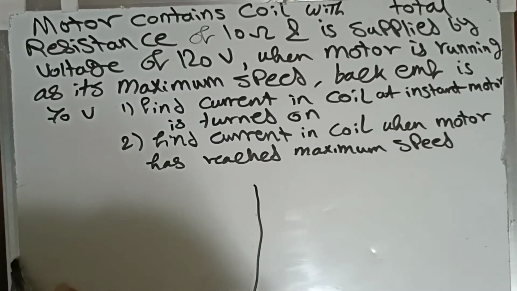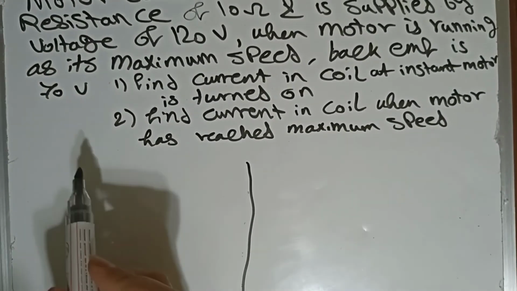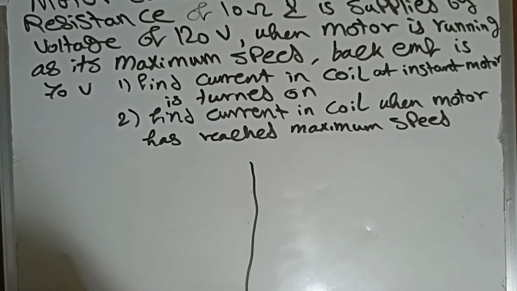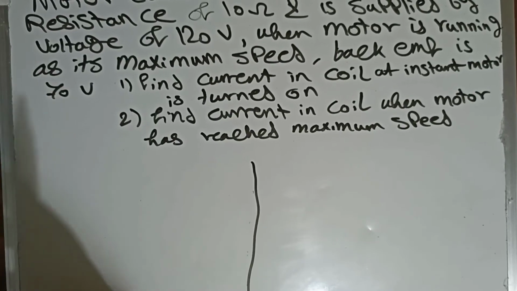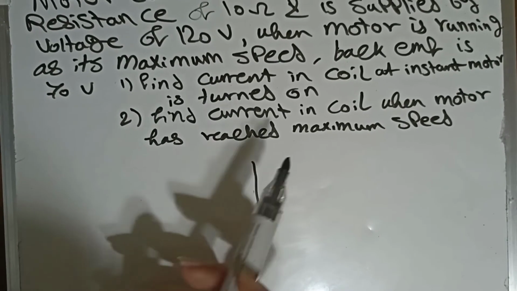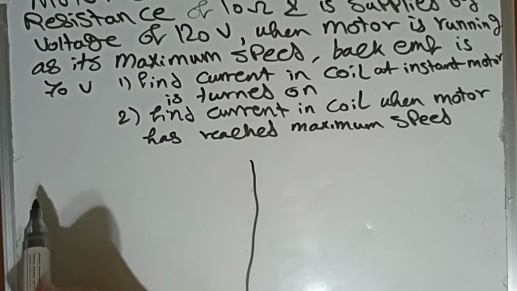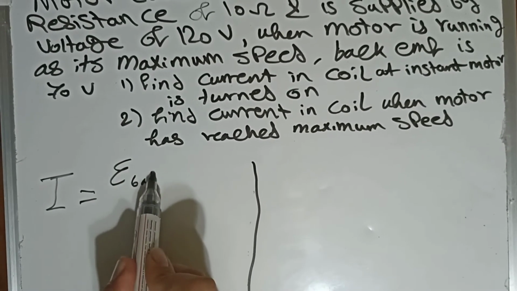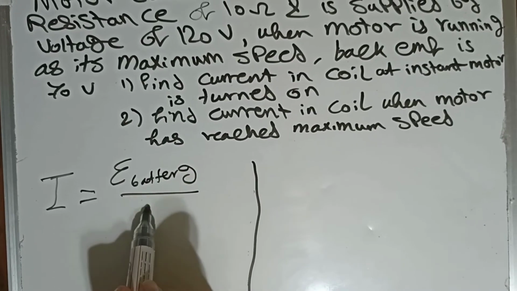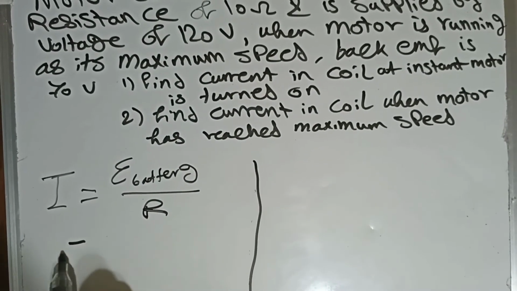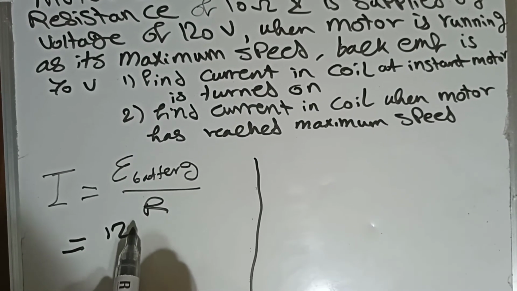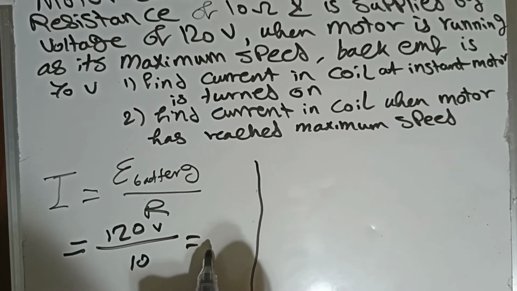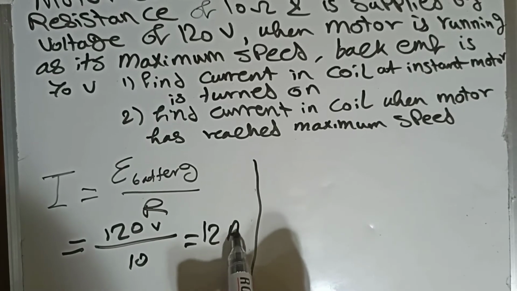We divide the paper into parts. The current at the instant the motor is turned on is at maximum, and no backward EMF is generated yet. So we calculate the current by the general rule, which is the EMF of the battery divided by the resistance. The EMF of the battery is 120 volt over 10 ohm, which equals 12 ampere.